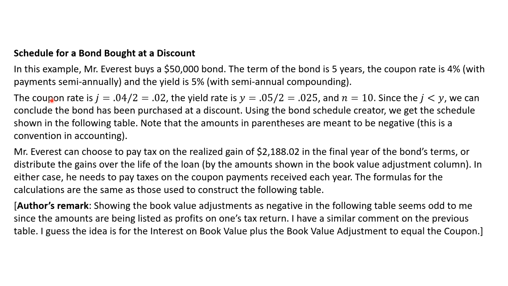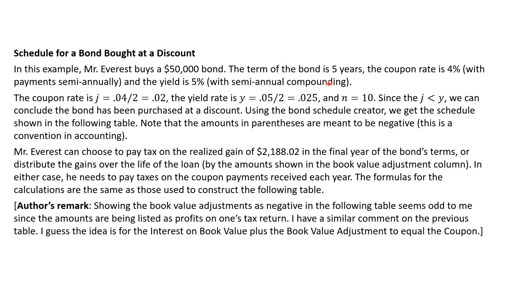So we can compute the coupon rate. That's J equals 0.04 divided by 2 because it's semi-annual. You get 0.02, and the yield Y we can compute. That's just 0.05 divided by 2, so we get 0.025, and number of periods is 10, 5 years, and compounding twice a year.